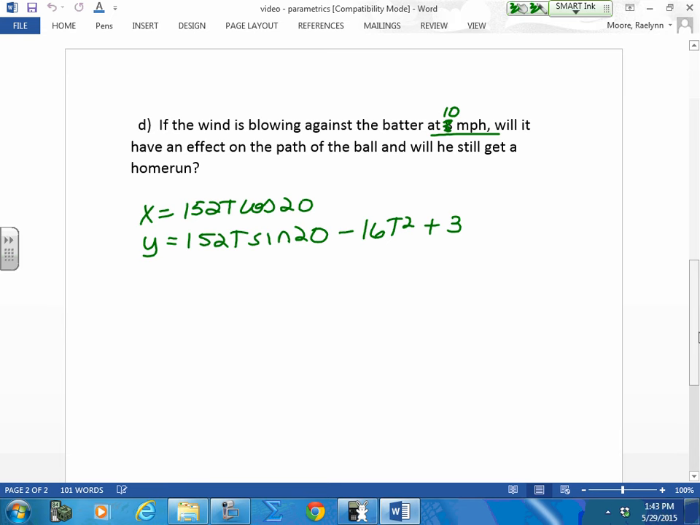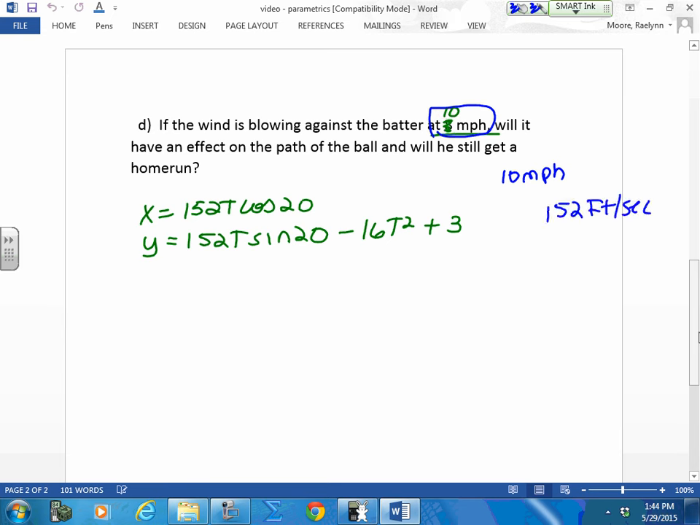Now wind speed will affect how far the ball travels horizontally. If the wind is with him, it'll push his ball a little further. If the wind is against him, it's going to hold his ball up a little bit. Now, notice it is also a time variable. So that's where our parameter comes in, t. However, we have one other problem. This is given in miles per hour. Our velocity was given in feet per second.